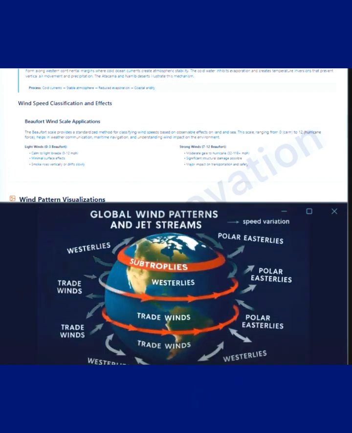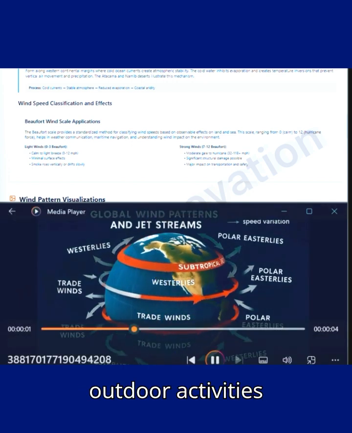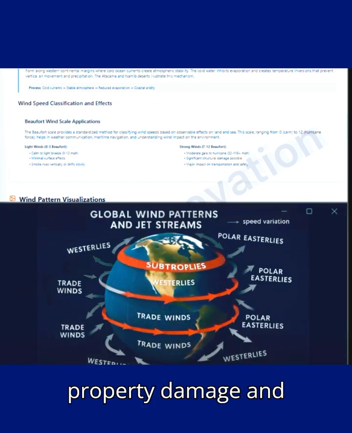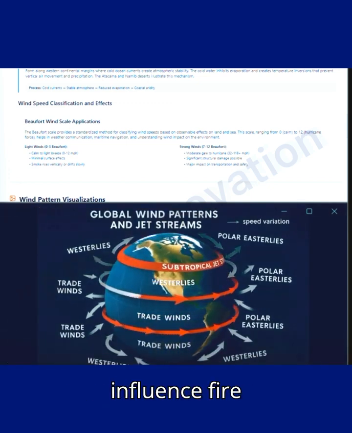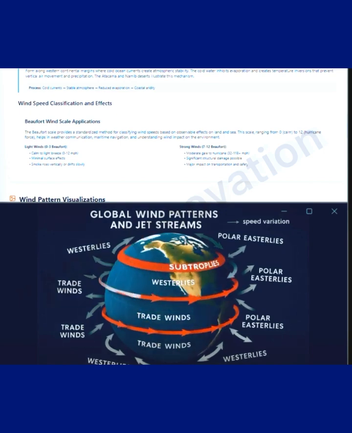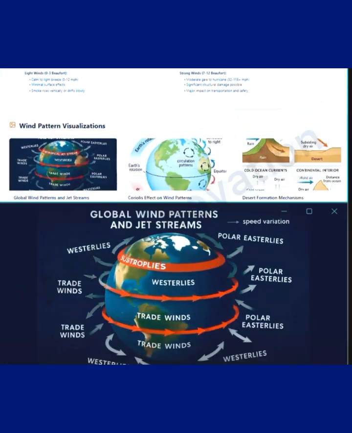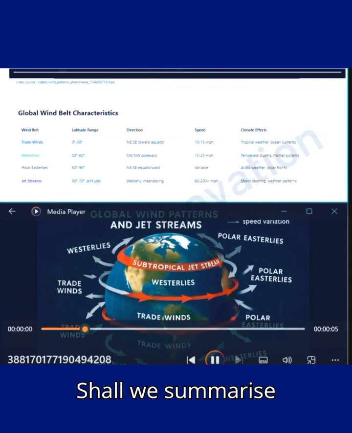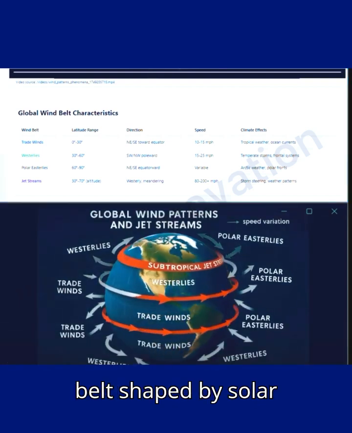On the other side, there are strong winds. Beaufort 6 plus. You can note this down. It disrupts outdoor activities and can cause property damage, and commonly, it influences fire behavior or air travel. So next wind. Okay, these are the pictures.